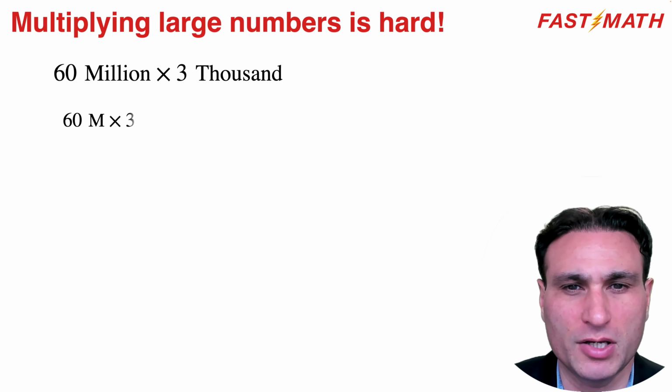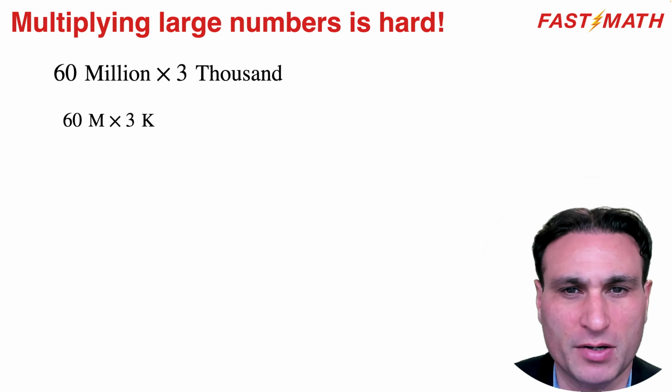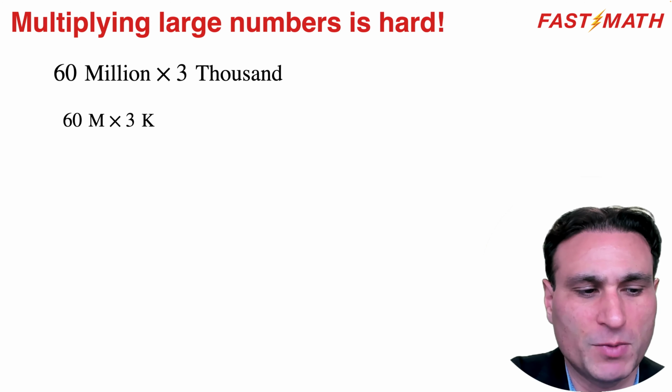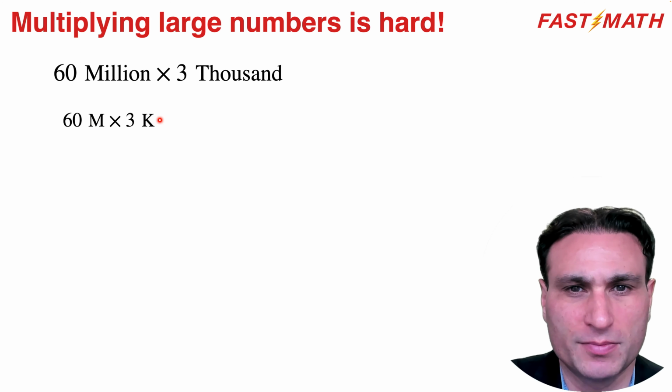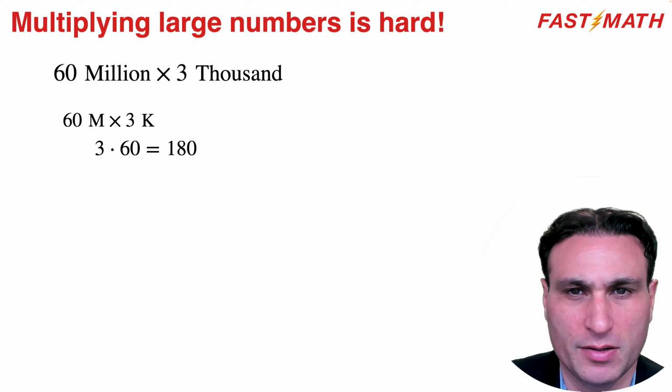We write the calculation using the abbreviations M for million and K for thousand. These values are called units of magnitude. So the calculation becomes 60M times 3K. K is short for kilo or 1,000. Next, we multiply the numerical portions. 3 times 60 is 180.